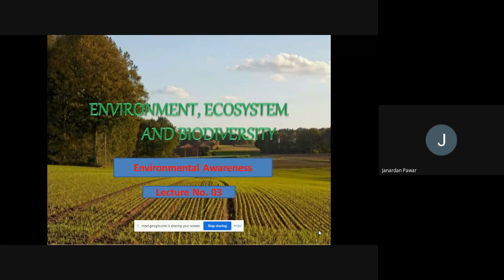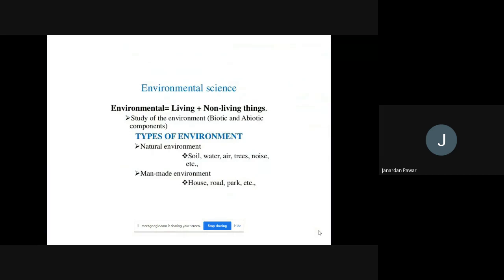Starting with your session, as we know, whenever we think about the concept of environmental science, there are two things that we always consider. Environment means what? We are going to talk about two different aspects, and those two aspects are living and non-living things. Whenever we think about environment, we need to consider two different things: one is living things and another one is non-living things.